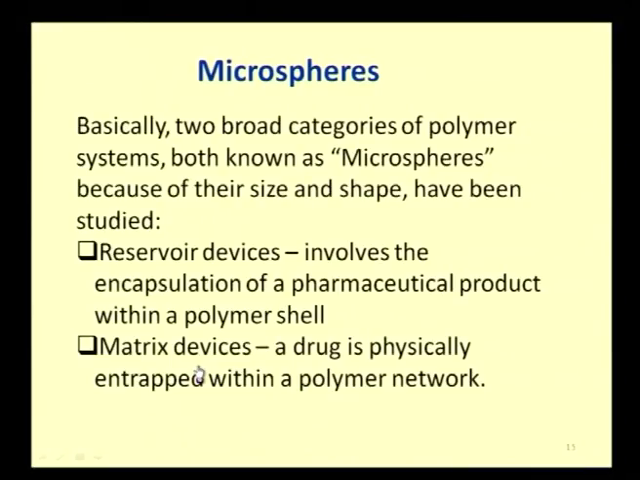The second device is called the matrix device. In this case, a drug is physically entrapped within the polymer network. That means you have a matrix or the bed or the base of polymer material into which the drugs are dispersed and throughout it is available in the system. So, this is another way of encapsulation. Both of them are called micro encapsulation, and both the spheres you call microspheres.